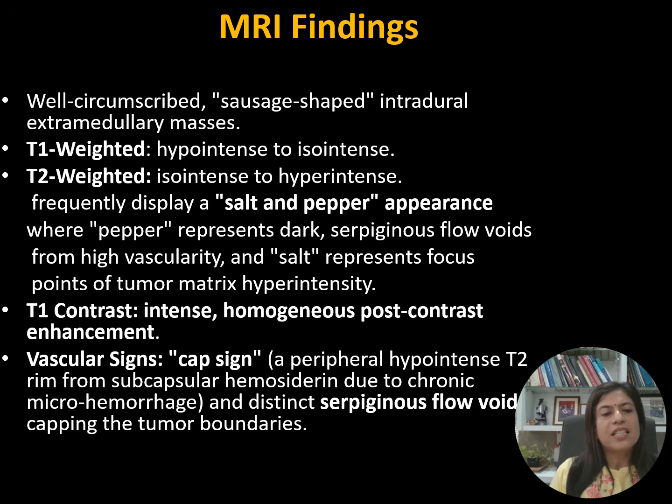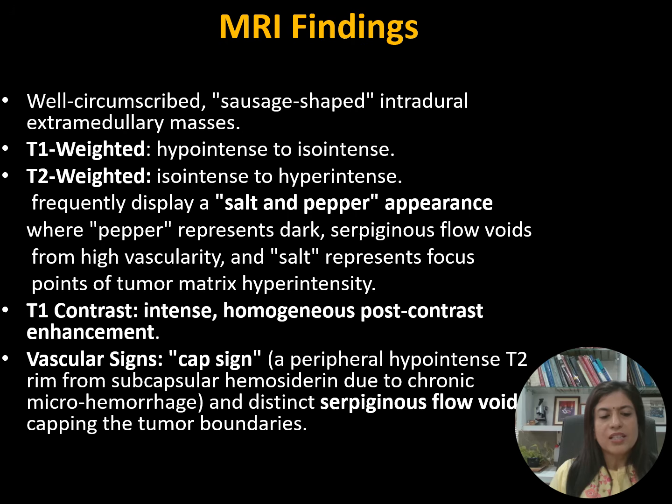Imaging findings. As discussed, these are well circumscribed, sausage-shaped intradural extramedullary masses. While imaging overlaps with other spinal tumors, this tumor has key vascular hallmarks. On T1, these are characteristically hypointense to isointense. On T2, generally isointense to hyperintense, frequently displaying a salt and pepper appearance, where pepper represents dark serpiginous flow voids from high vascularity and salt represents foci of tumor matrix hyperintensity.